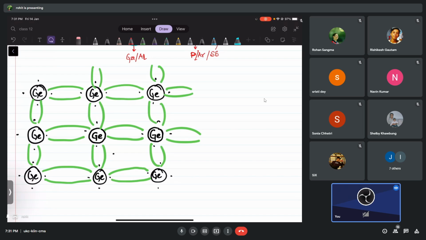The electrons will not be here. Maybe this electron will not be here. Maybe this electron will not be here. So we get holes, right? We know this. We get holes here, and holes here. Okay. So how do we draw the energy band diagram?